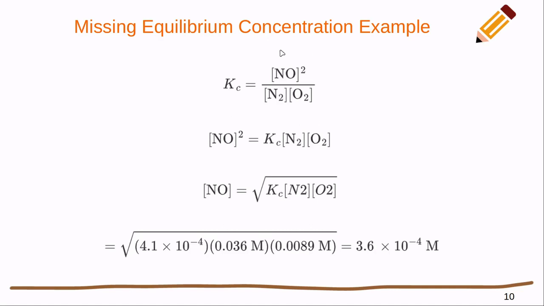So first I write my expression for Kc that I derived from its reaction. Okay. I know Kc, I know the concentration of N2, I know the concentration of O2. All I need to do is solve for this concentration of NO. Okay. So I take this, I multiply it over, I get this expression, I take the square root, I get this expression here, I plug in those values from the problem, and I can see that my equilibrium concentration of NO is 3.6 times 10 to the negative 4 molar.